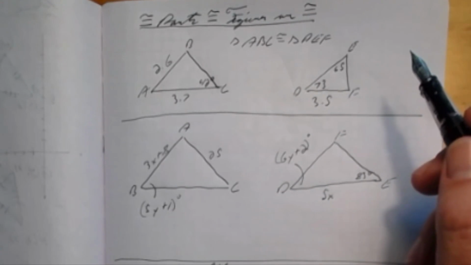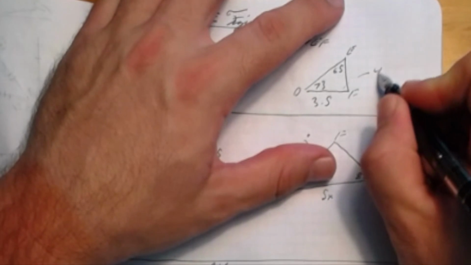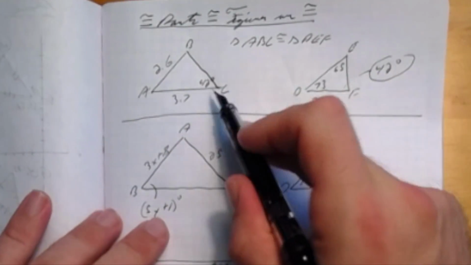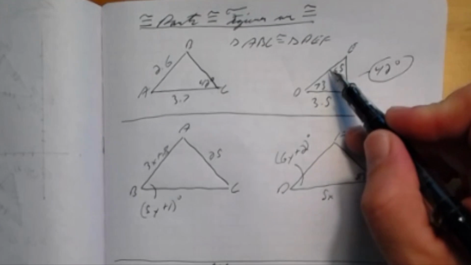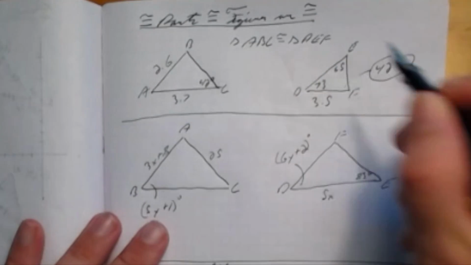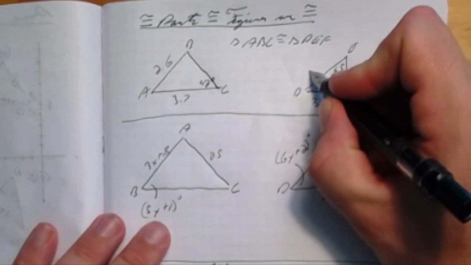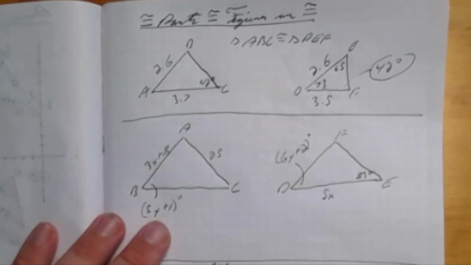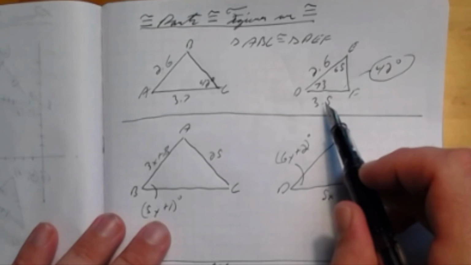I know that all angles combined are 180 degrees. If I subtract 73 and 65 from that, I find the missing angle F is 42 degrees. That's the same as angle C. So this shows me that since they are congruent and have the same side lengths, the side opposite of F, DE, is going to be the same as the side opposite 42, which is 2.6. This means that across from 65 degrees is 3.5.